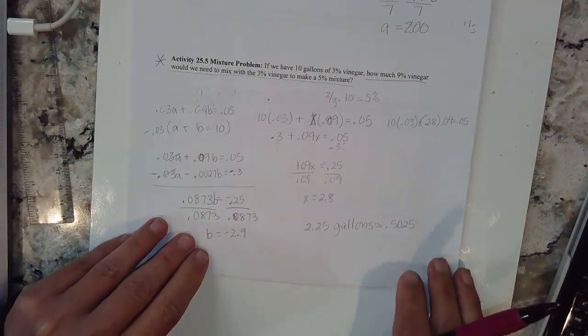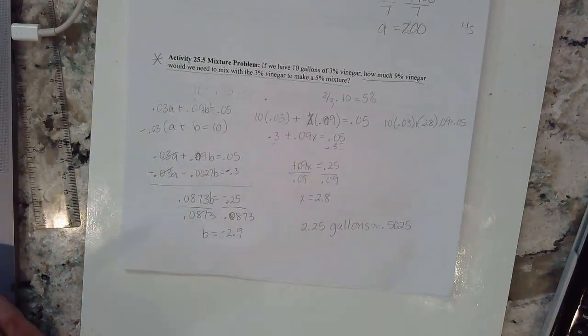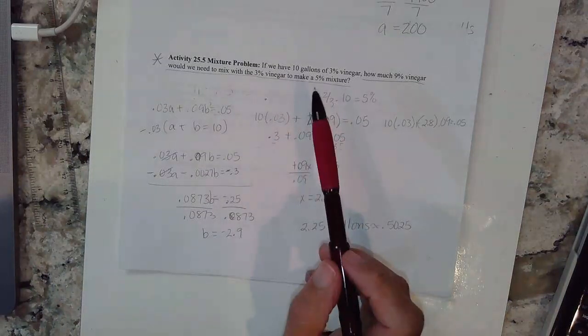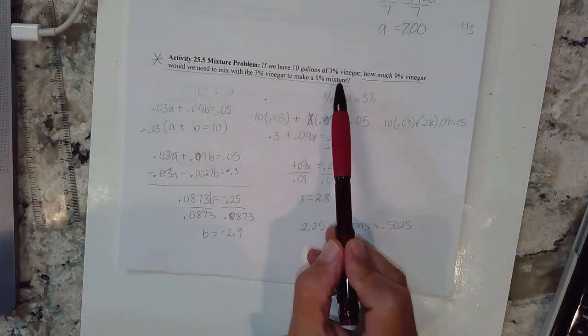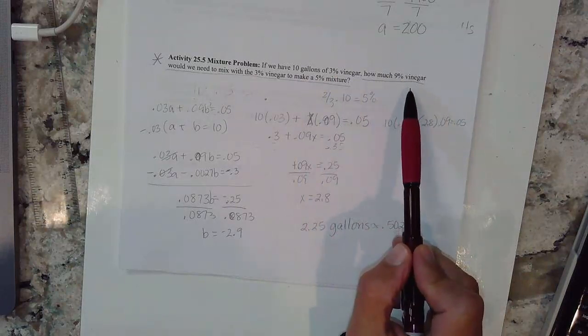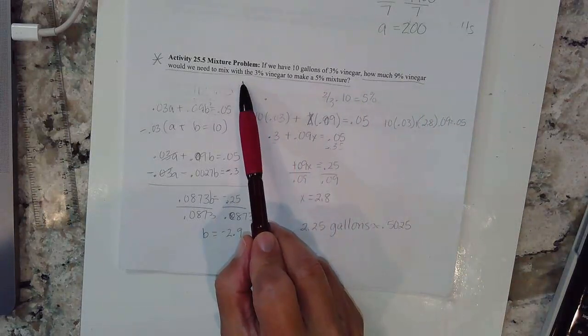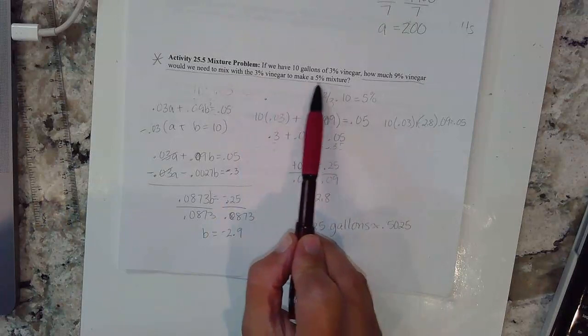The next one, activity 25.5. I will not lie, this one was hard for me, and I'm still not completely sure that I have it right. In fact, I'm pretty sure I don't. So I tried to set it up as a system of equations. That's what I had done previously. We have 10 gallons of 3% vinegar. How much of the 9% vinegar would we need to add to that in order to make a 5% mixture?